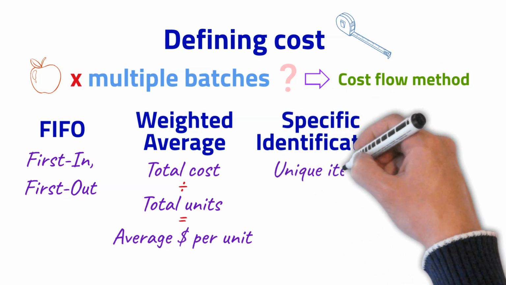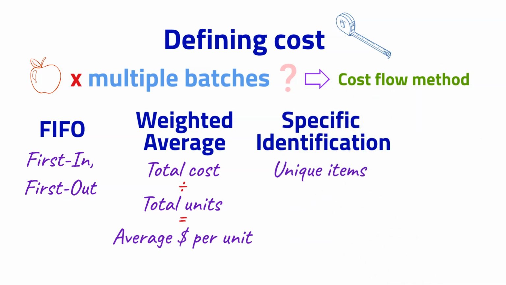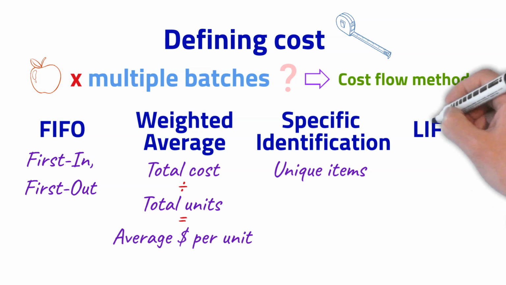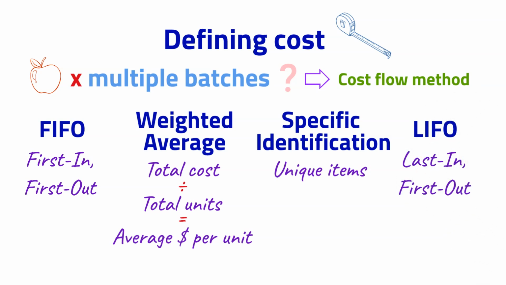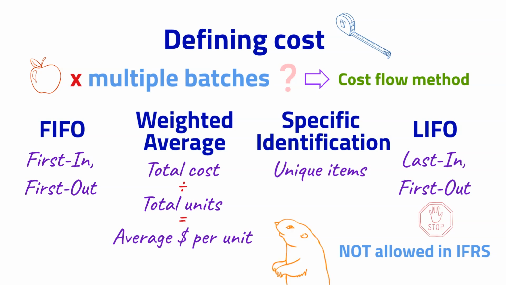The third method is specific identification. It is used for unique items, for example designer bikes, artwork, etc. And the fourth one, the so-called LIFO, meaning last in, first out. Opposite to FIFO, you say that you first sell the most recently bought goods and then the oldest, moving backwards. But be very careful, this method is not allowed by IFRS, but it is allowed under US GAAP in some cases. But again, better not use it to avoid problems.